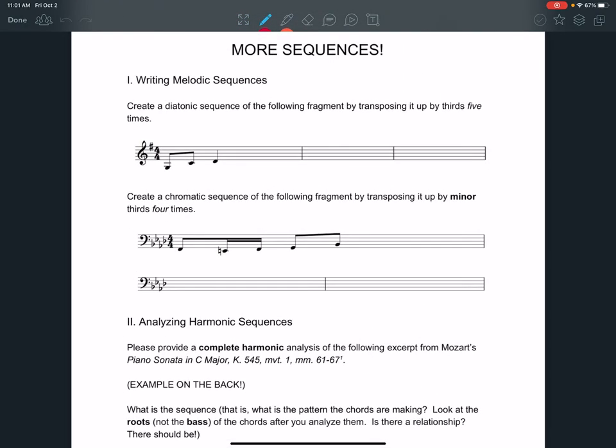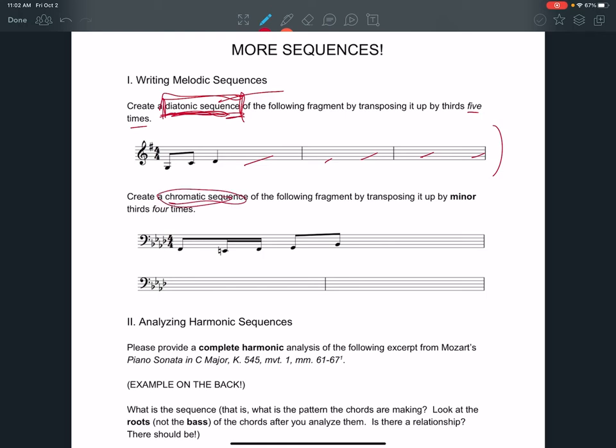So this first part, you need to create a diatonic sequence of the fragment by transposing it up by thirds 5 times. Diatonic sequence, diatonic, right? If that's kind of Greek to you, make sure you watch the other video. So you're just transposing it up in this key. This one should be very easy.